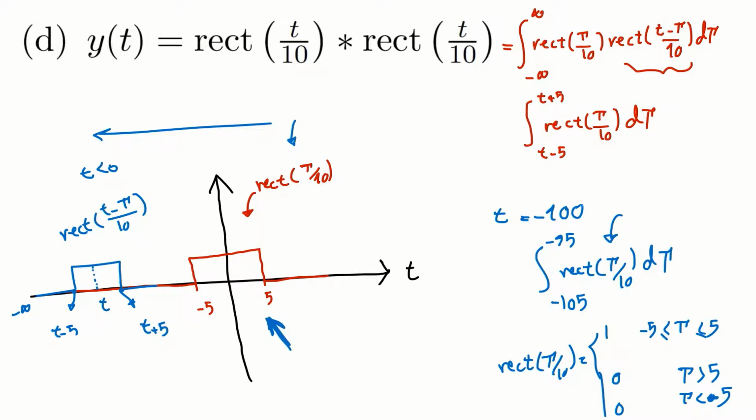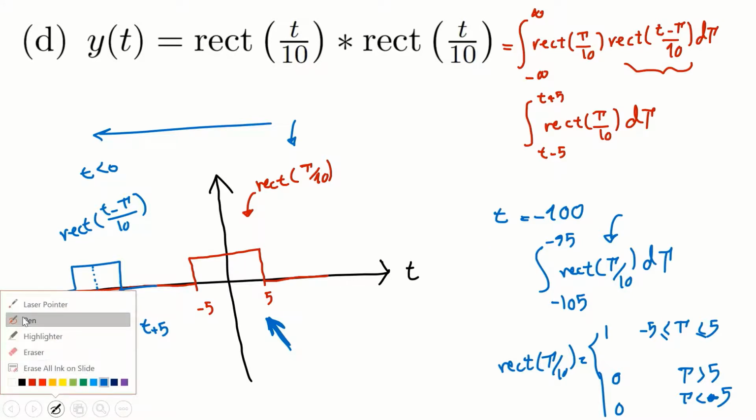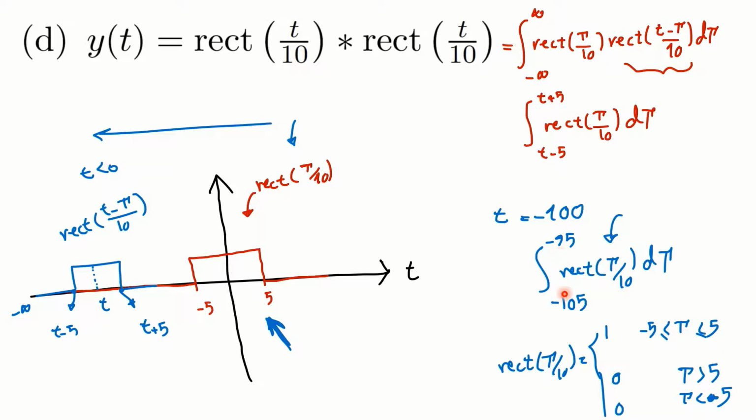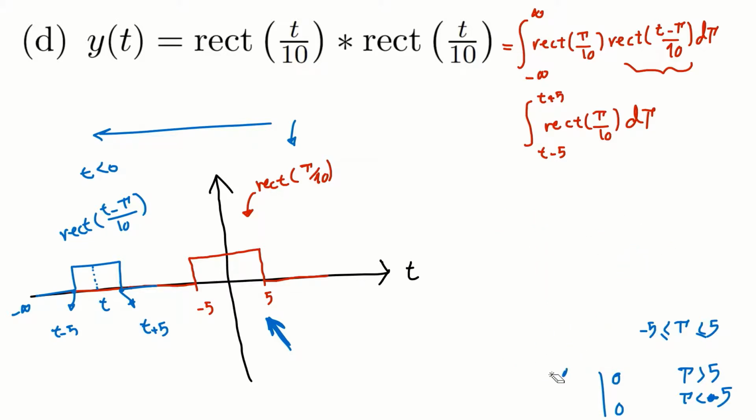So that means the value of this signal in this range from minus 105 to minus 95 is 0, because tau is below minus 5. Okay, so this totally becomes 0, and that's what we said here. If you multiply these two signals, you will get 0, because they are too far from each other, and the non-zero part of this signal overlaps with the 0 part of this signal, and the non-zero part of this signal overlaps with the 0 part of this signal. All right, so you see when t is too small, for example t is minus 100, then y(t) is 0.